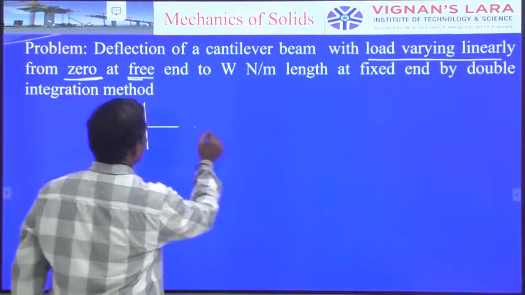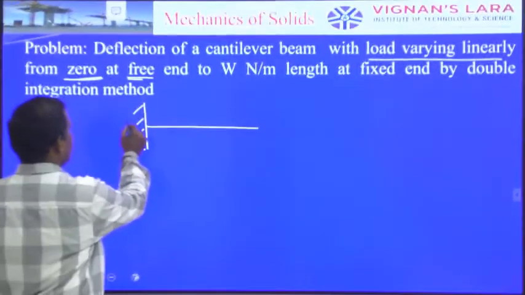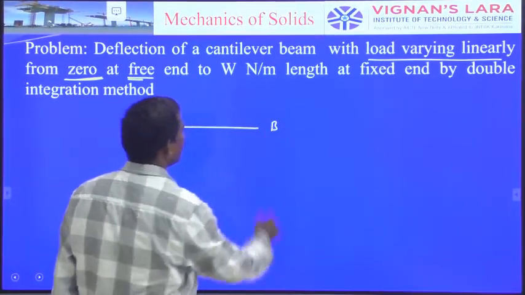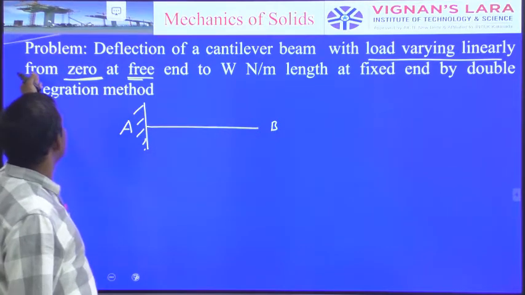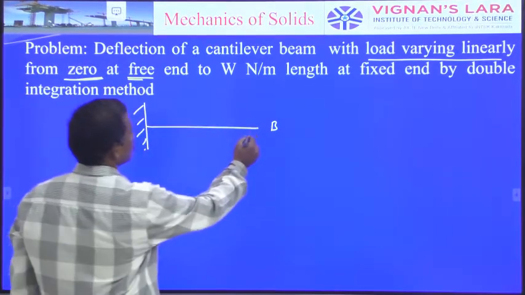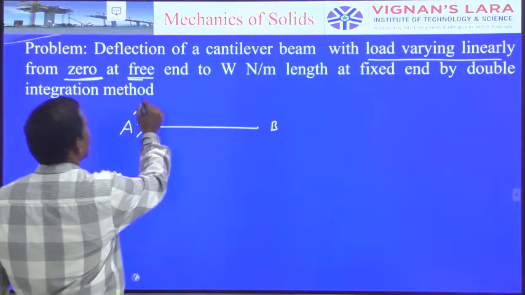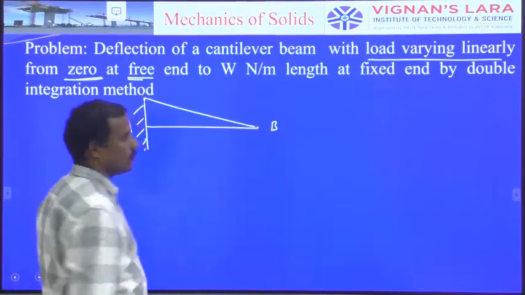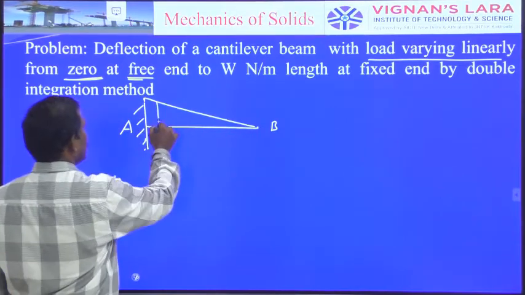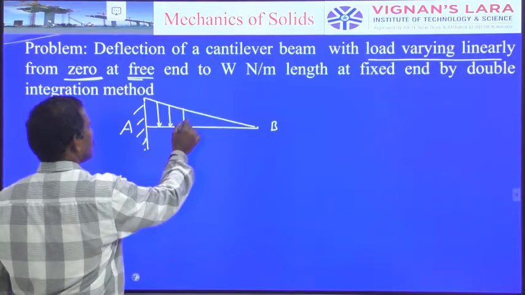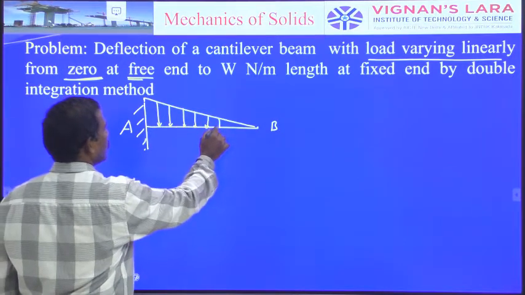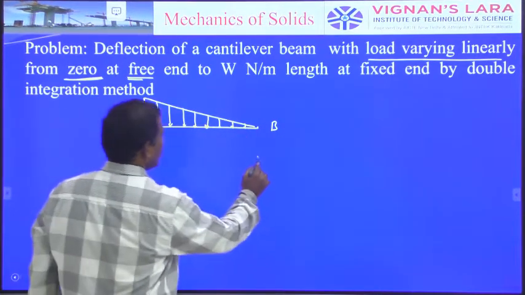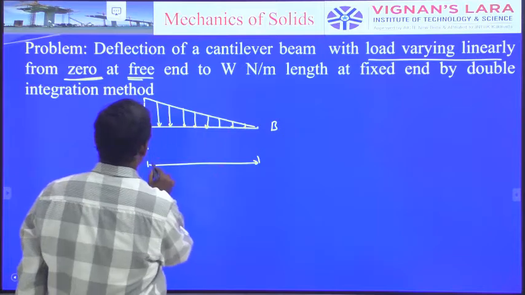This is a cantilever beam. One of its ends is fixed, labeled as A. The other end is free, that is B. So what is the problem? 0 at free end and W Newton at fixed end, so a linearly varying load. Graphically, the loading system is represented as shown in the figure. The entire length of the beam is as usually taken as L.